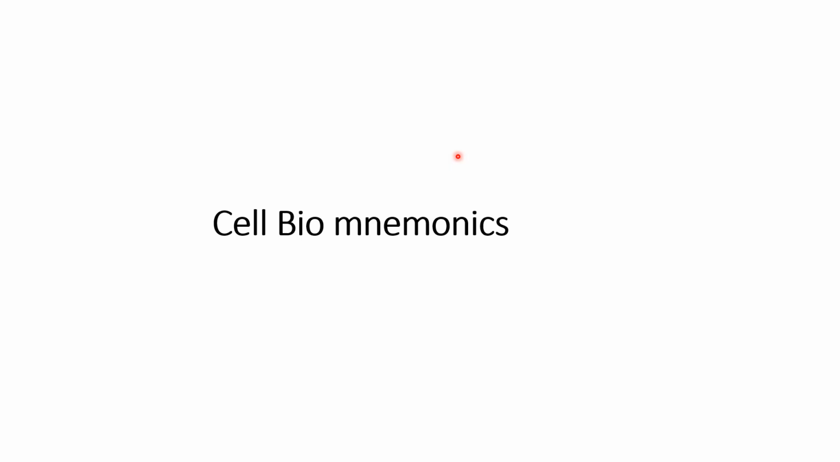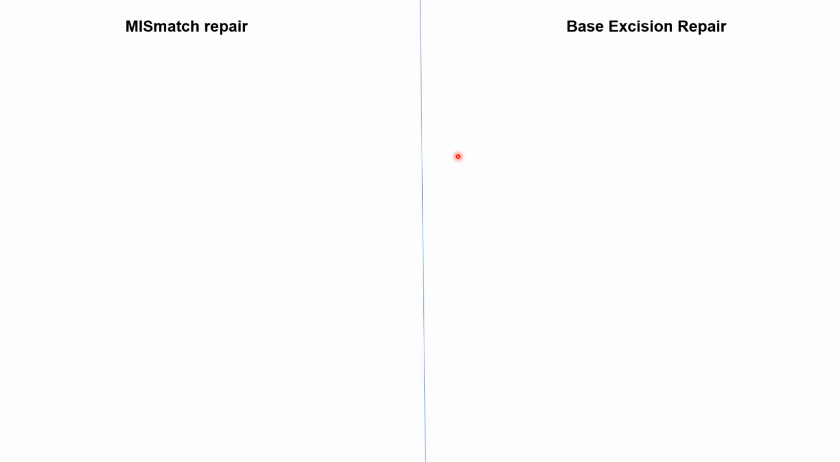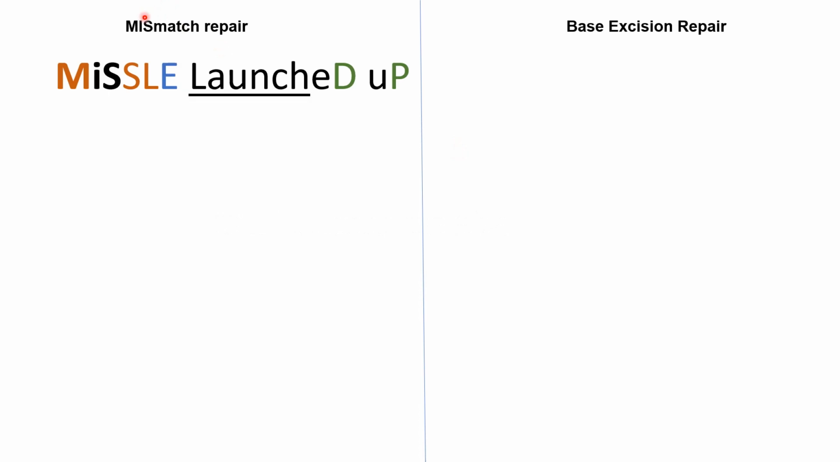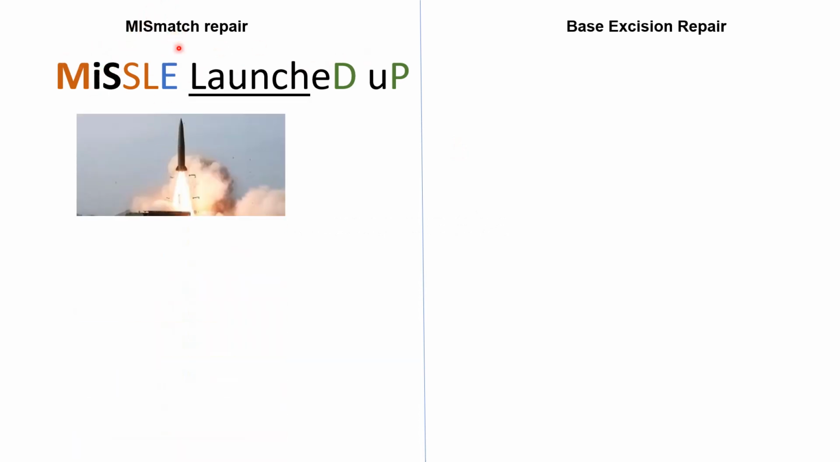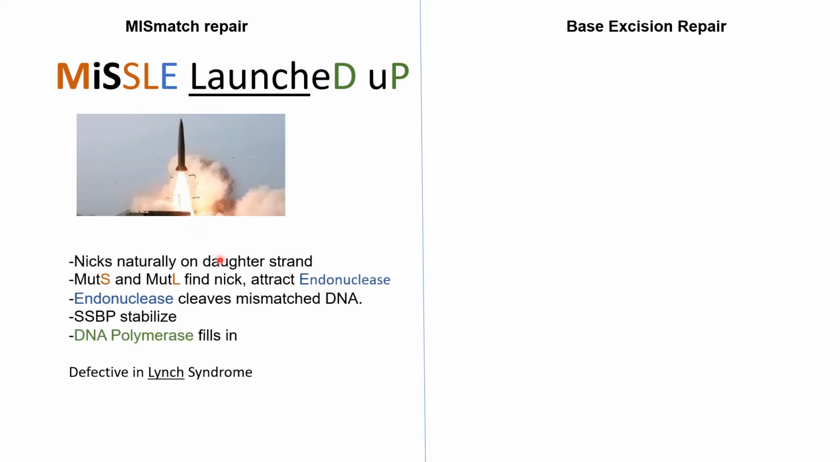Hi everyone, here are some mnemonics I made for cell bio, which I hate. Okay, mismatch repair. Missile launched up. So MIS here stands for mismatch repair. There's your image. Great.